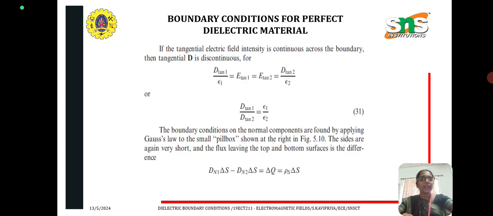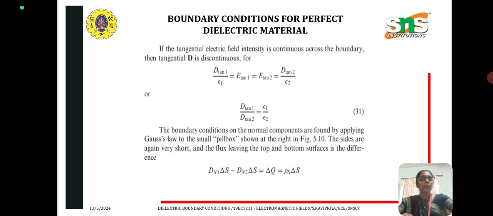If the tangential electric field intensity is continuous across the boundary, then tangential D is discontinuous. So D tan 1 divided by epsilon 1 is equal to E tan 1. We know that D is equal to epsilon E. So D tan 1 is equal to epsilon 1 into E tan 1, which means D tan 1 by epsilon 1 is equal to E tan 1. Similarly, E tan 2 is equal to D tan 2 divided by epsilon 2. So D tan 1 divided by D tan 2 is equal to epsilon 1 divided by epsilon 2.